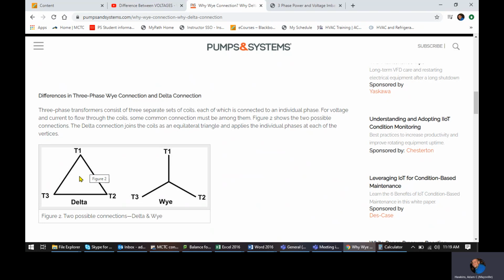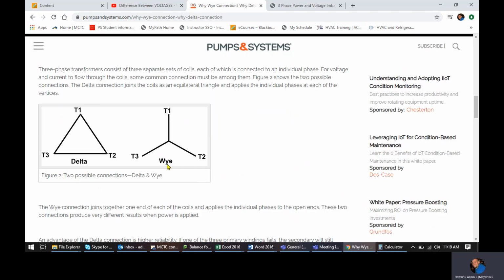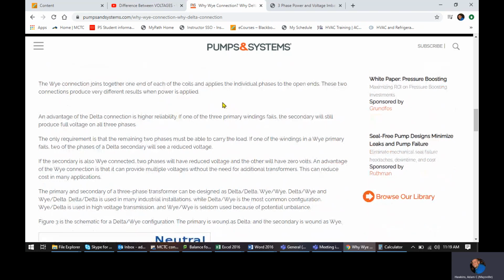The delta connection joins in a triangular layout, and the Y connections all join to a central point. I know this is kind of hard to understand. It's hard for me to explain, honestly, but that's why I'm going to let this guy do that a little bit better. But read through this article.